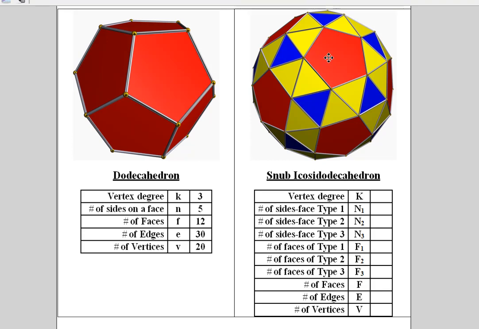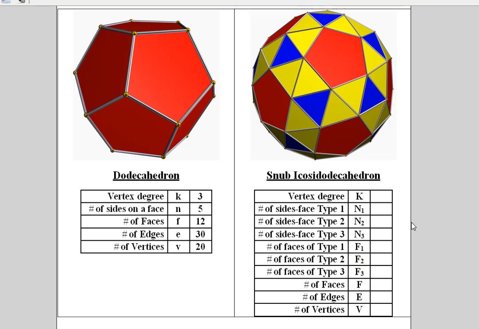The second type is the type which is found by pulling apart edges. When an edge gets pulled apart, two triangles are formed. And finally, type 3 are the faces that are formed from the vertices. When a vertex pulls apart, it becomes a triangle. Notice that type 2 and type 3 faces are both triangles.